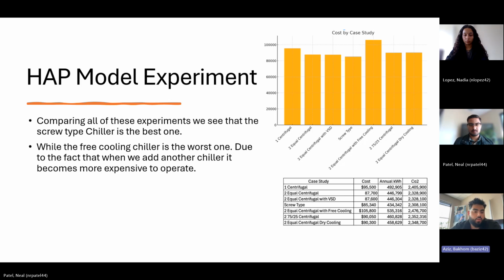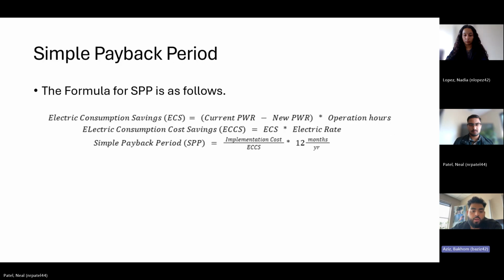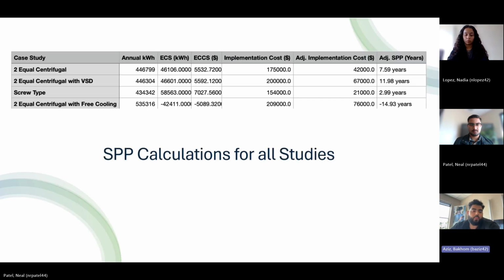And if we go to the simple payback period, we use a simple equation. Our baseline was our current power. We subtracted the new power, and then for operations, we did it 24/7 for the whole year. And then we multiplied that by the electric rate, which was 0.12 for us. And then we multiplied it again by 12 months.